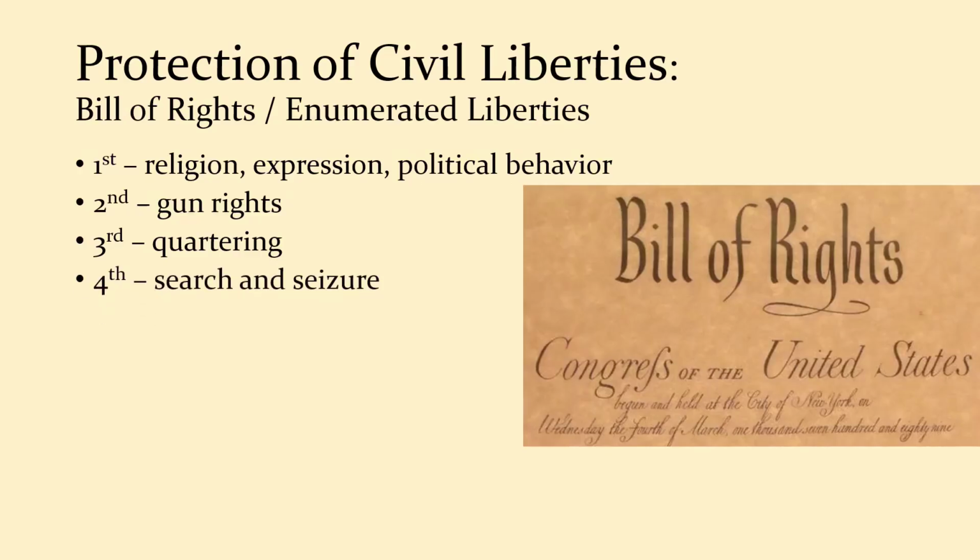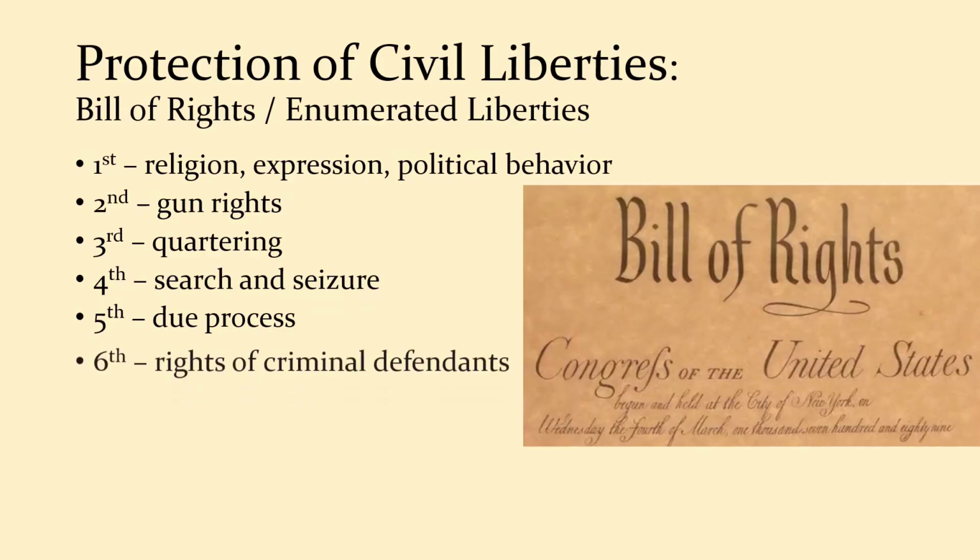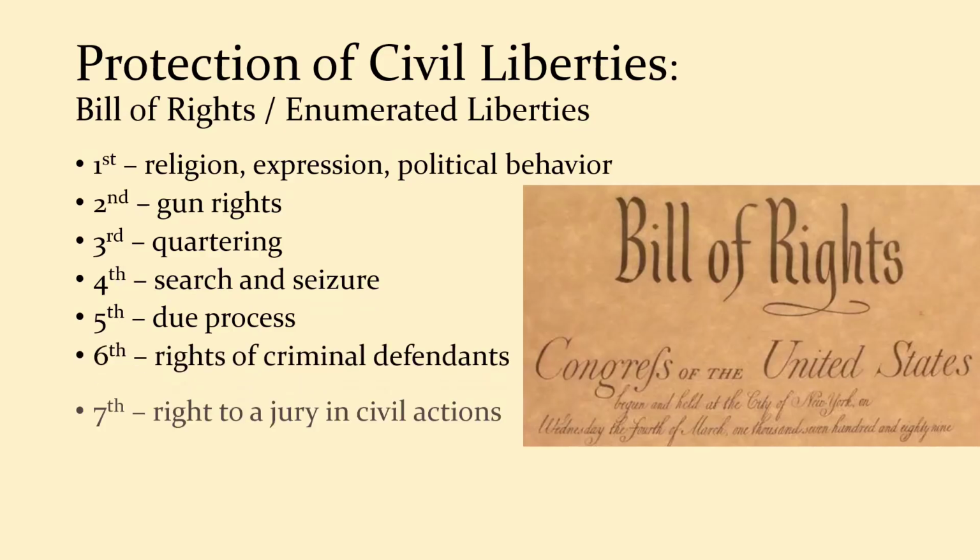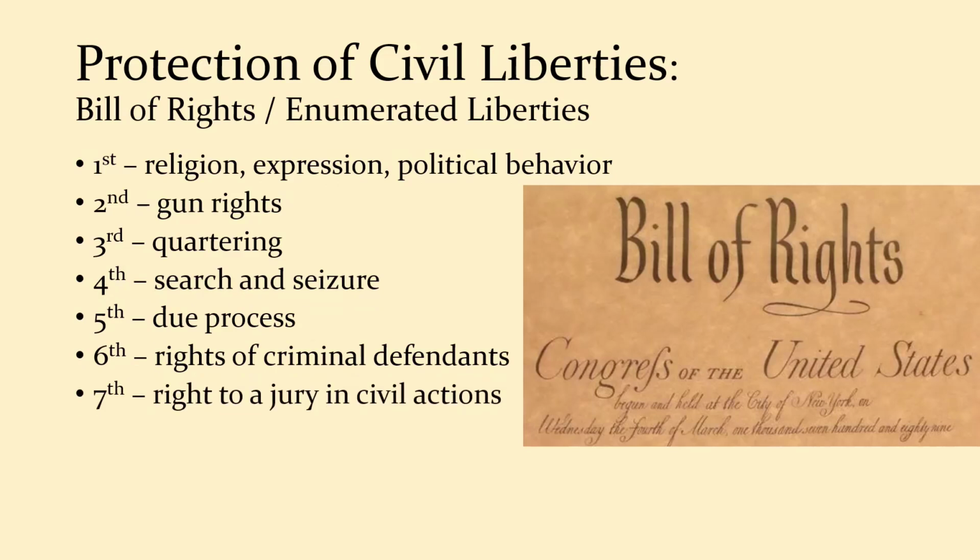The Fourth, Fifth, Sixth, and Eighth Amendments all relate to criminal procedure and criminal process. So the Fourth Amendment is the source of search and seizure law. The Fifth Amendment is the source of many due process rights. The Sixth Amendment is specifically about the rights of criminal defendants. The Seventh Amendment is the right to a jury in civil actions. So now Article 3 grants the right to a jury in criminal cases. And the Seventh Amendment expanded that to civil cases as well.